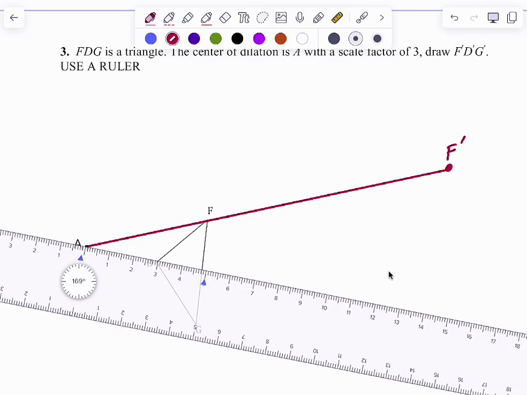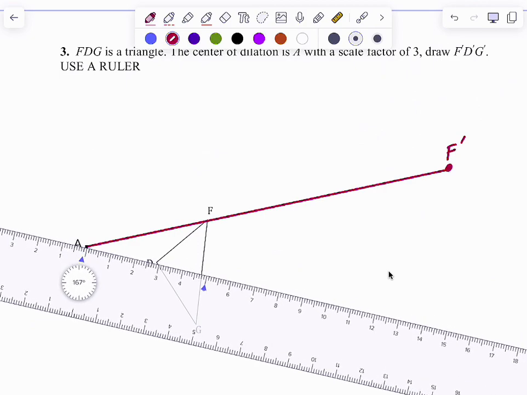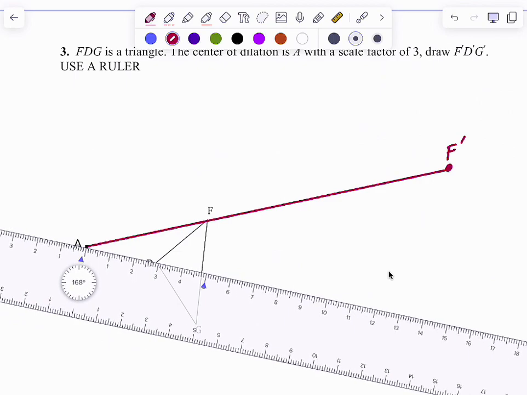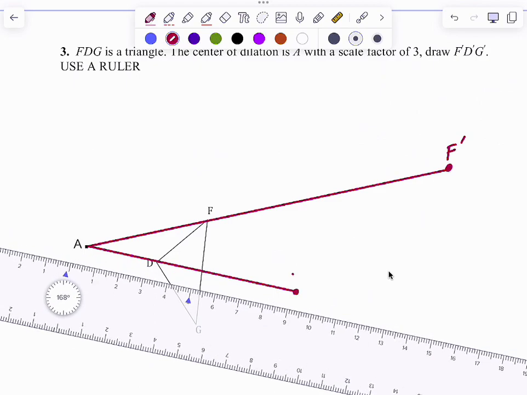So if I'm going away from A, I put the end of the ruler on A, and D, I measure how far that is, which I guess is around 3. If you just want to go to 9, that's fine, but I really think that's 2.9. And so this should be 3 short of 3. Like I said, if you don't do it perfect, that's okay. In inches, that's like 3 inches.